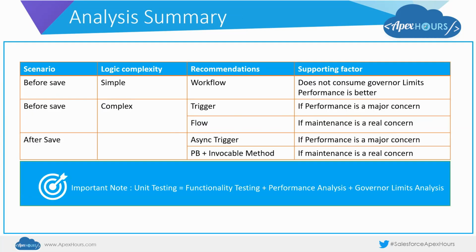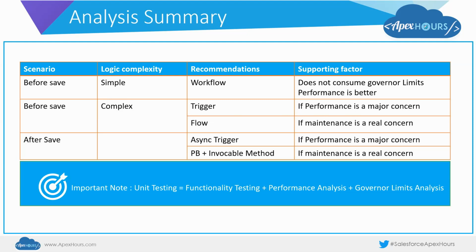So this is an analysis summary of whatever we have seen till now. There I have captured multiple scenarios. If the scenario is the before save and the logic is very simple, like we have just seen, a simple field update operation, always you can go ahead with a workflow solution. This is because it's not consuming any governor limits and also the performance is better.